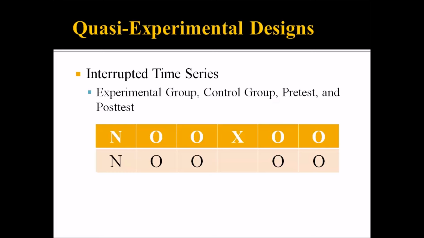Now the reason these are non-equivalent is because these would be separate counties, and that's not random assignment. You didn't randomly assign residents to a county. They were already in the county. So this would be non-equivalent groups, interrupted time series.